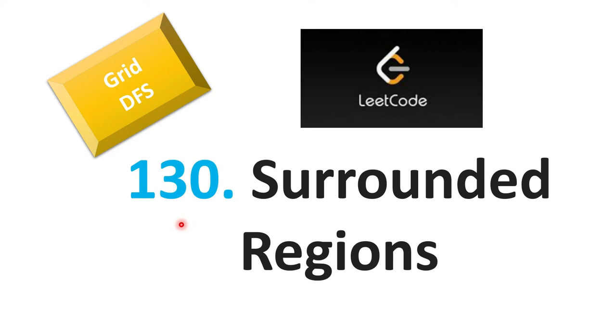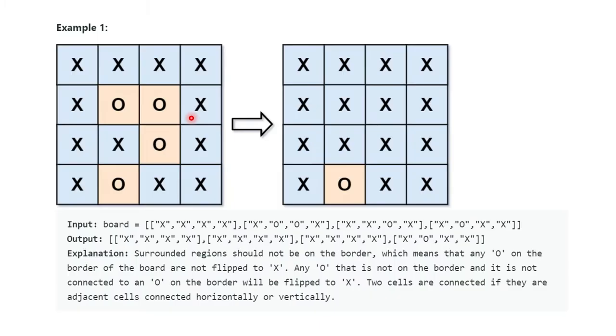So today in this grid DFS series of videos, we will do another problem, that is 130 surrounded regions. So the problem statement is saying you will be given one grid which will be filled with initially X and 0 or O. Okay.